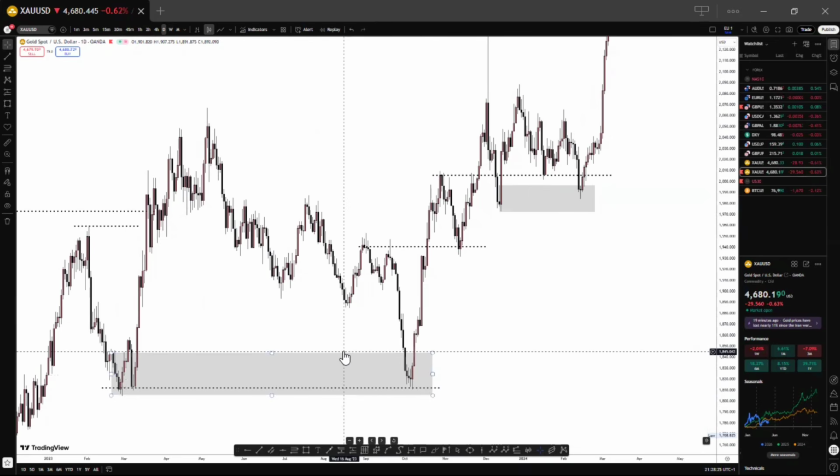Number one, first of all, you have to identify the trend and confirm the storyline, like what I did with this zone, how I found this from the monthly time frame.